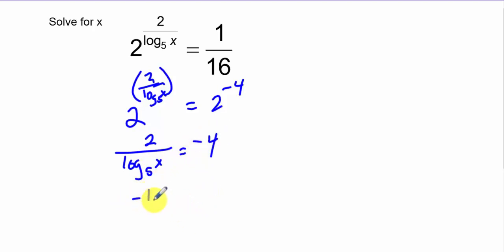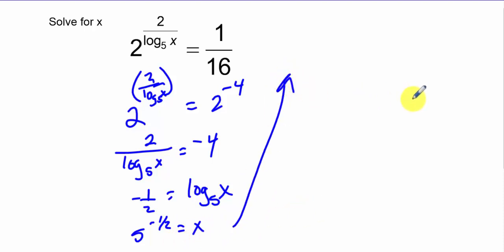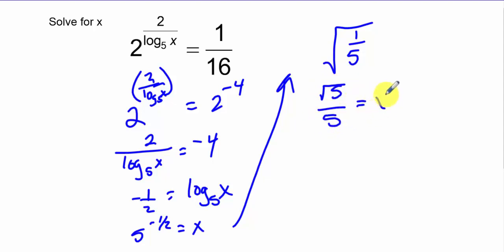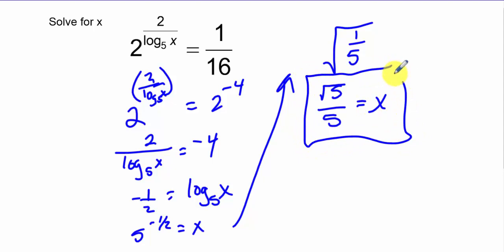So then I have negative 1/2 is equal to the log base 5 of x. Slide the base, and I get 5 to the negative 1/2 power, which is equal to x. I'm going to take that up there. 5 to the negative 1/2 is 1 over root 5, or root 5 over 5 after I rationalize. And that is going to be the answer.